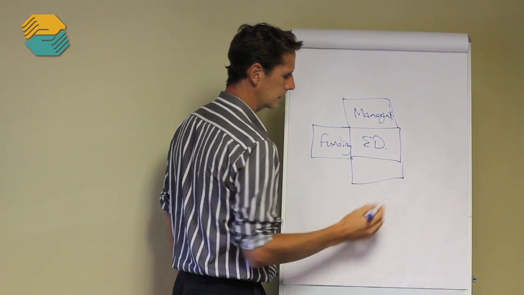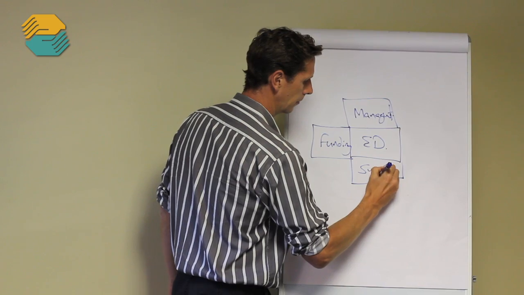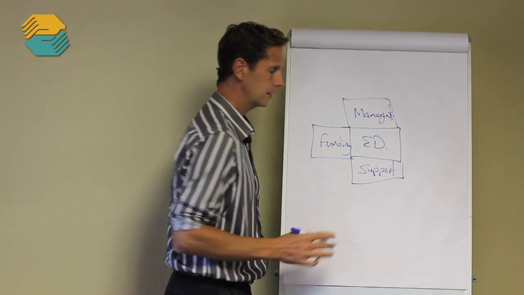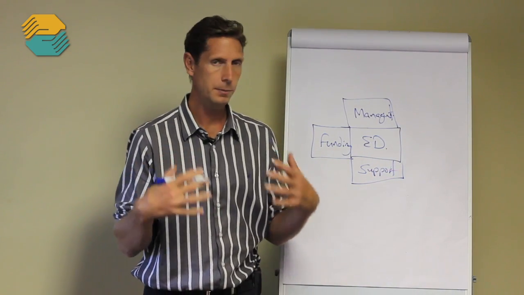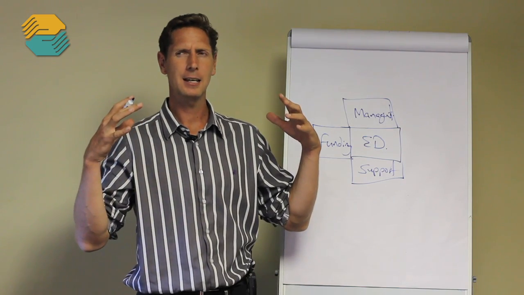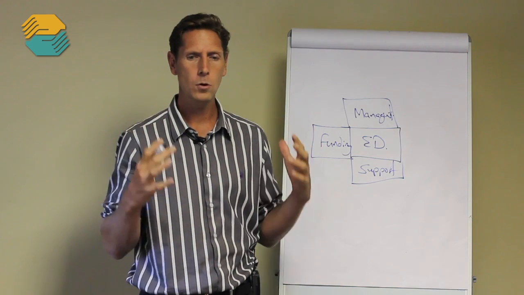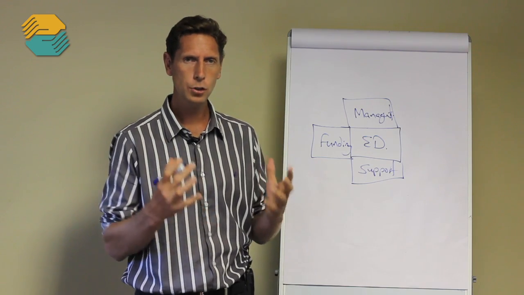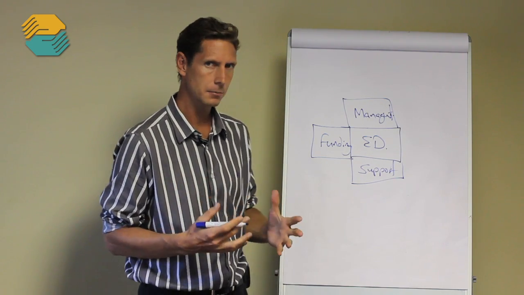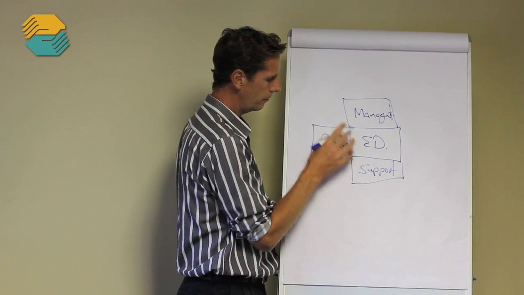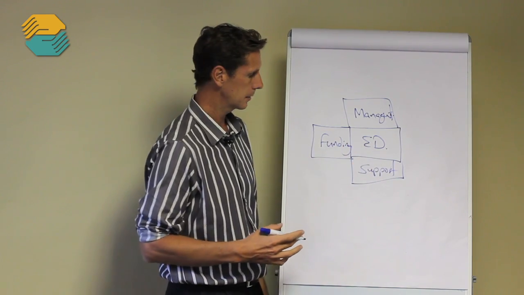Then we have an element called support. And the support is essential. That's the thing that takes this beneficiary and it makes him or her into a more knowledgeable person. This is your training, your coaching, any form of systems, anything that you can give the person over and above funding to help them to run their business better.